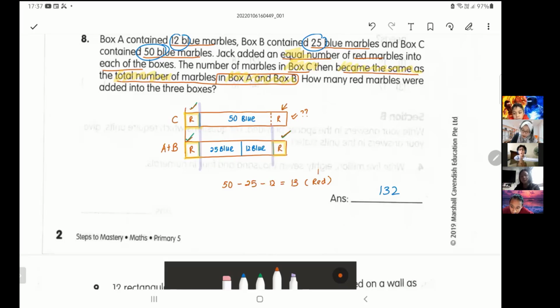But how many reds do I have? I have 1, 2, 3 red parts, right? So 13 times 3 equals 39. 39 is the answer. Okay.